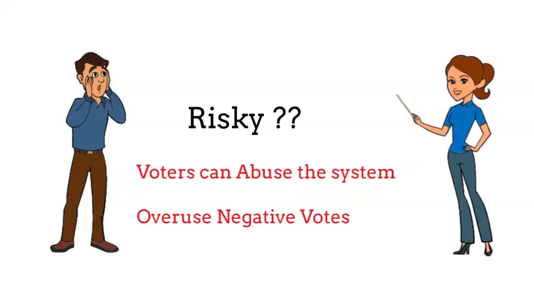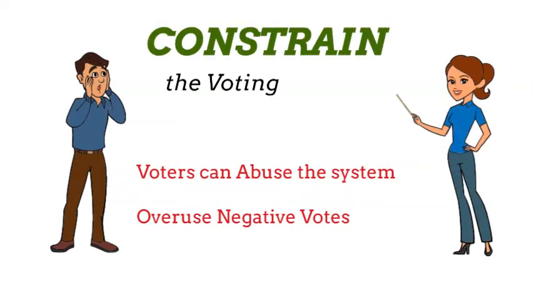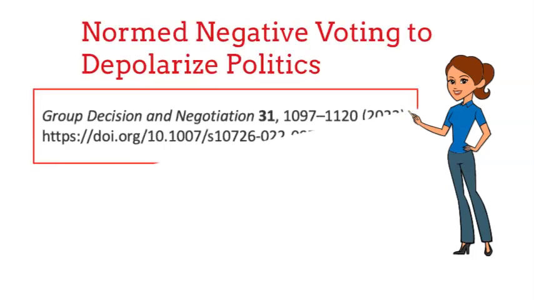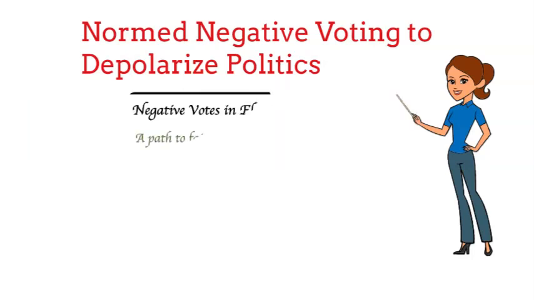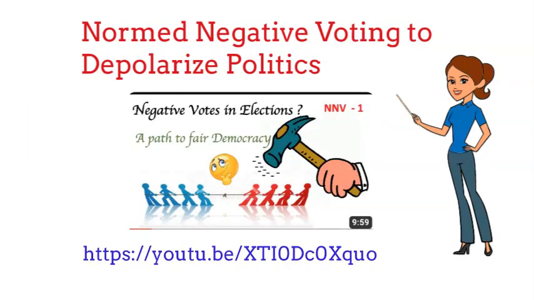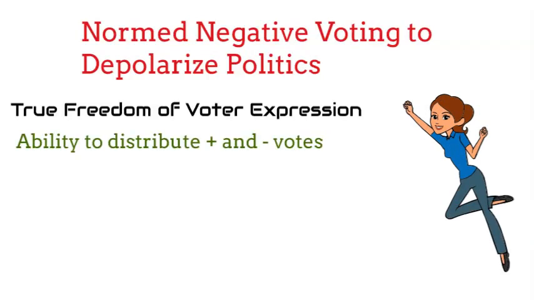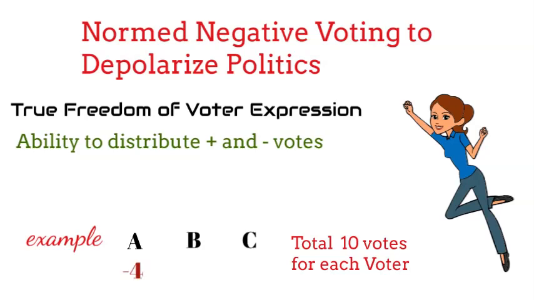Well, at first glance it may appear that way. But the trick is to smartly constrain the voting system. There is a recent paper that shows that we can mathematically constrain the voting system to prevent any such abuse. Normed negative voting. There is also a short YouTube video explaining the idea. The ability for voters to distribute positive as well as negative votes amongst the candidates is crucial to enhance the freedom and richness of voter expression.